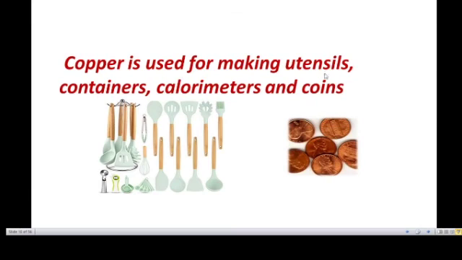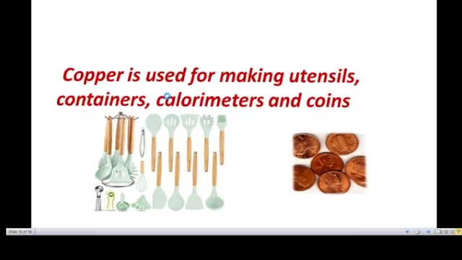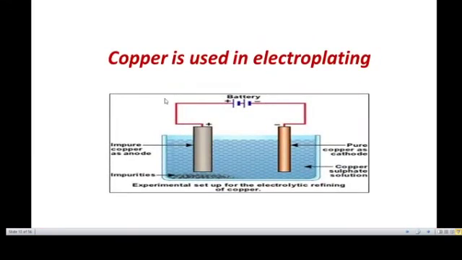Copper is used for making utensils, that is vessels, calorimeters and coins. Calorimeters are used in the laboratory. Copper is used in electroplating, the electroplating process.